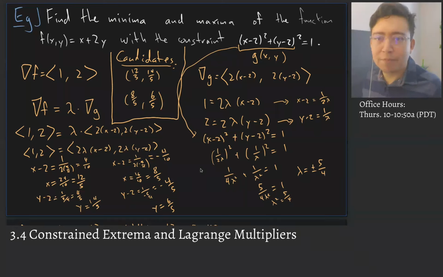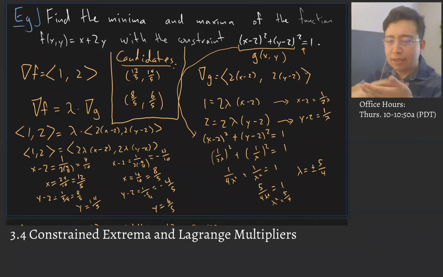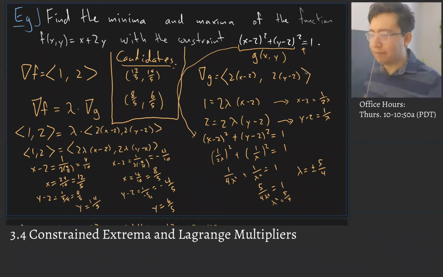Yes, someone's asking, are these candidates just on the boundary? Because there's an equal sign here, right? The constraint is telling us we just want the actual circle itself, not the disk that fills the circle, just the circle itself. So we're just looking at the boundary of what would be this disk. In this case, it turns out that if I made it the whole disk, it would not change. But in general, it might change. You might have some critical points on the inside.